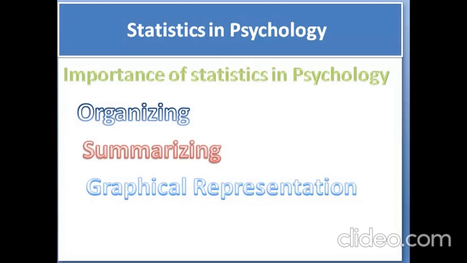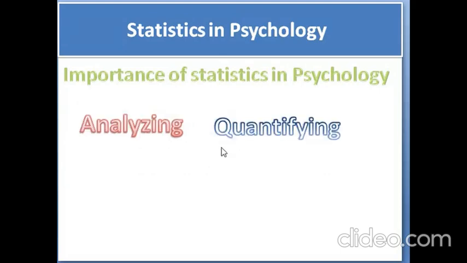Now, statistics is a branch of applied mathematics. This helps in psychology to quantify our data. There are two types of data: qualitative data and quantitative data. Quantitative is in numerical form, in numerical figures, and qualitative data is in the form of statements, words and pictures. And this we can very easily quantify in the form of numbers with the help of statistics.